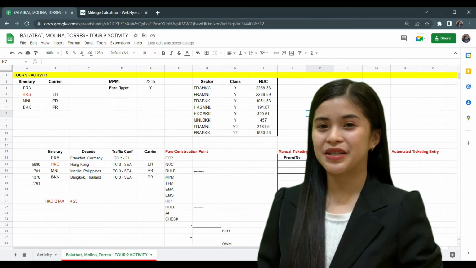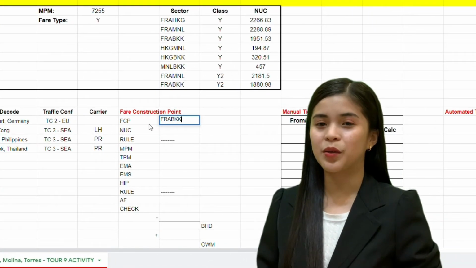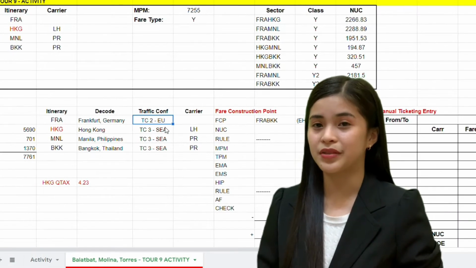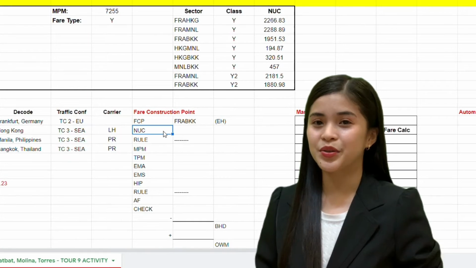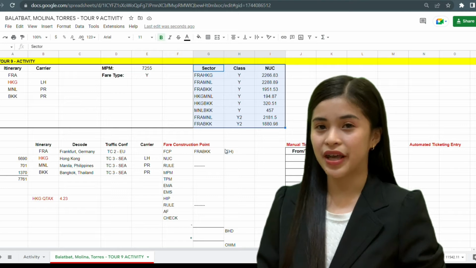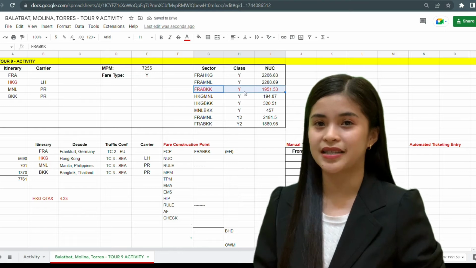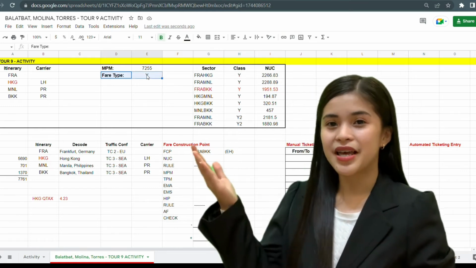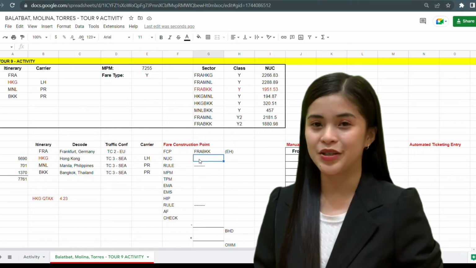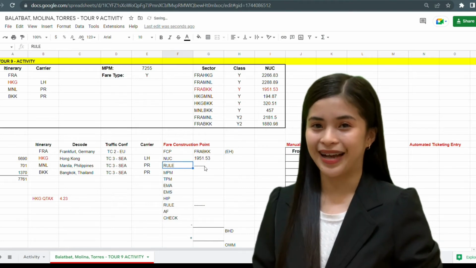Afterwards, identify the FCP or fare construction point. That would be FRA BKK with a global indicator of EH or Eastern Hemisphere, since the traffic conferences are from TC2 and TC3. NUC or neutral unit of construction will be taken from this list. Since we have an FCP of FRA BKK, we will take a look at its corresponding NUC and double check if the class is the same as the given fare type. As you can see, the fare type is Y and the sector FRA BKK also has Y class with NUC of 1951.53. For the rule, we'll leave it blank.